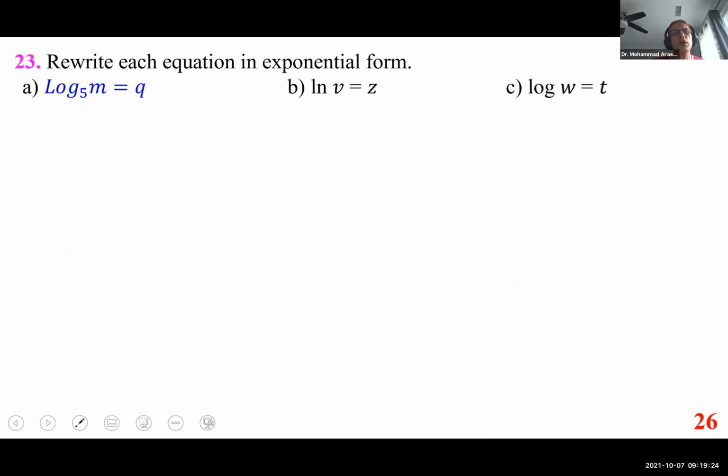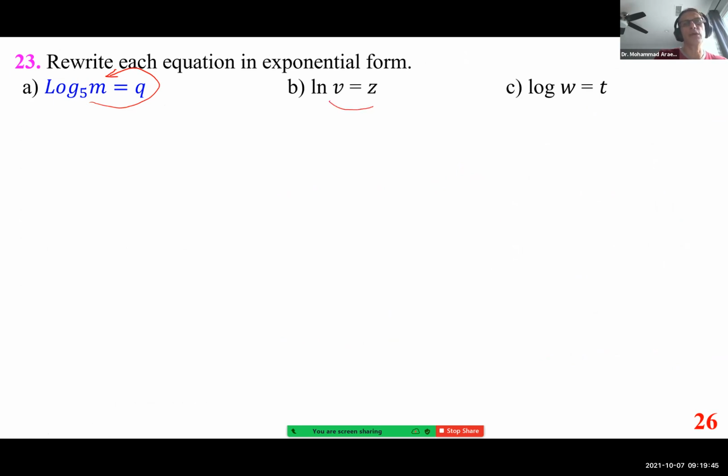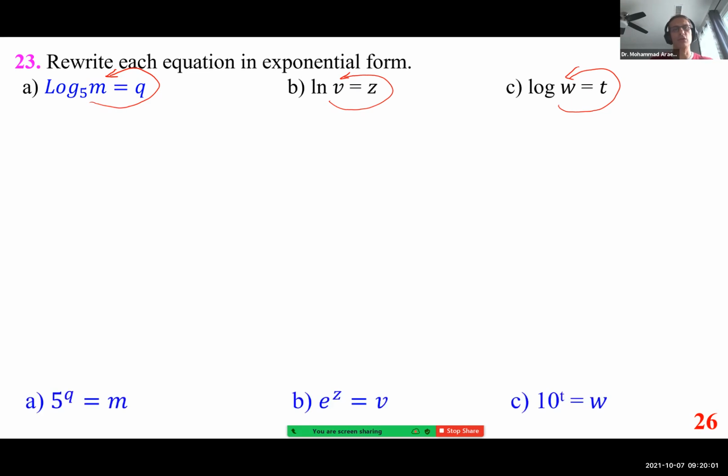We want to rewrite the equations, and as long as we remember the general formula, we should be fine. Remember, this is the base, this is the exponent. So you want to go this route. If you go this route, that means 5 to the power of q is m. Now, when you don't have a base, if it's ln, the base is e. So e to the power of z is v. And if you don't have a base and it's log, the base is 10. So that's what we have.